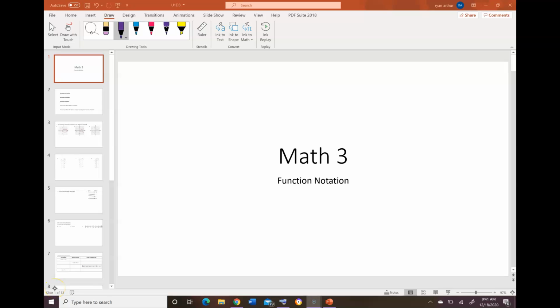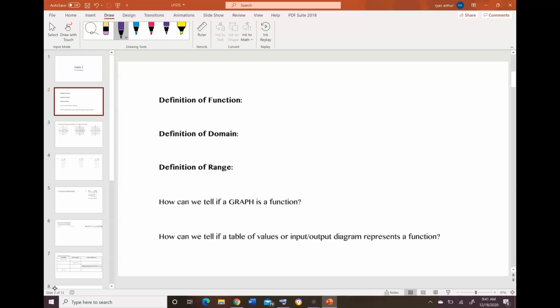All right, today we're going to talk about function notation, and we're going to put some domain and range in there, and we're also going to talk about, is it a function? All right, so a few definitions. What is the definition of a function?